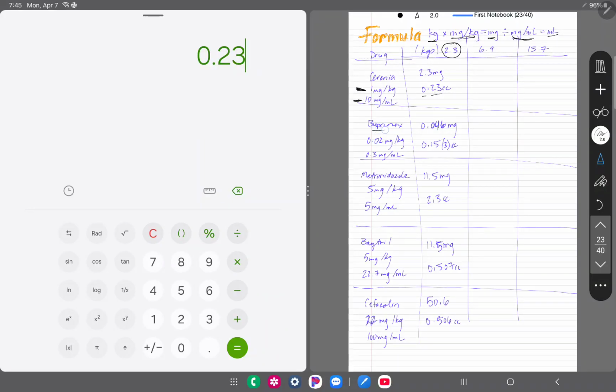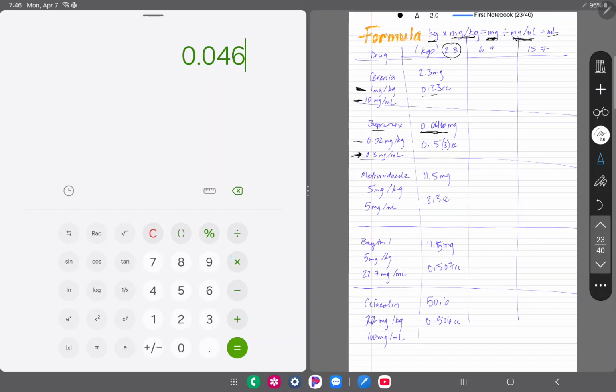Now we go to Buprenex. Again, we'll take our kgs, our 2.3, times the mg per kg, which is also known as a dose. And our formulary says a mid-range dose is 0.02 mg per kg. So 2.3 times 0.02 is going to be your milligram dose. So now you take milligram divided by mg per mL, which is on the bottle. That's your concentration of your bottle, 0.3 mg per mL.